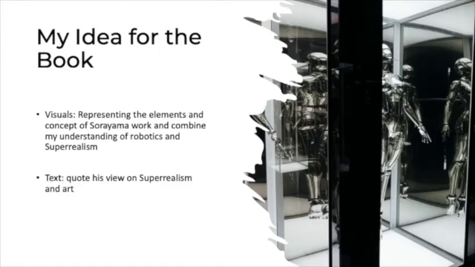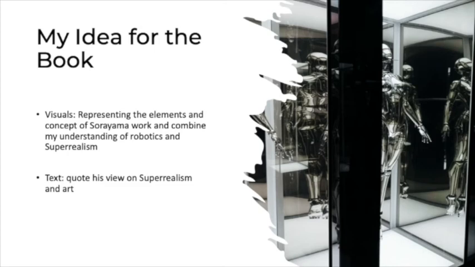For the book design, I wanted the book to be in the form of visual representation. So I will use different materials to represent the concept and elements of Sorayama's work, and combine my understanding of robotics and futurism, like drawing a metal arm in watercolor, making a robot by cutting and collaging foil, or drawing a futuristic world with illustrations. And then for the typography, I would like to use Photoshop to give text a little bit of texture, like metallic or particle.